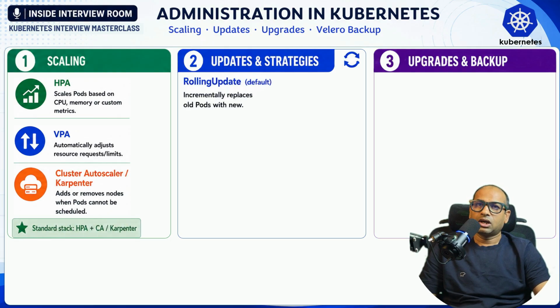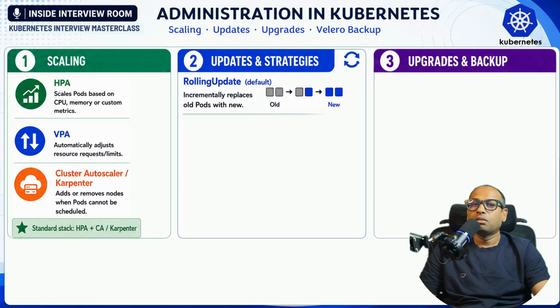So updates: a rolling update incrementally replaces old pods with new pods. The question that I usually ask is, if your rolling update is stuck somewhere, old pods are not getting deleted, but new pods are provisioned, what do you do? That is also one of the important topics.